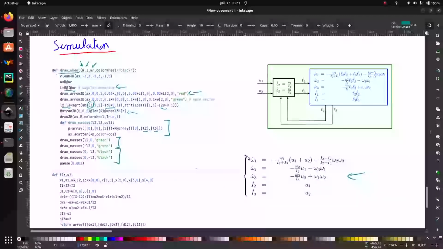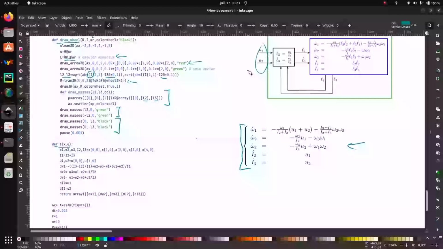Then now, these state equations are given by this procedure, F, which depends on X, and U, the input. So for this, I will compute the variation for omega 1, omega 2, omega 3 here, which depends on the inertia matrix, and the evolution of L2 and L3, which depends on U1, U2, as given here. And recall that L1 is not needed since it is a flat disk. It should satisfy this equation.